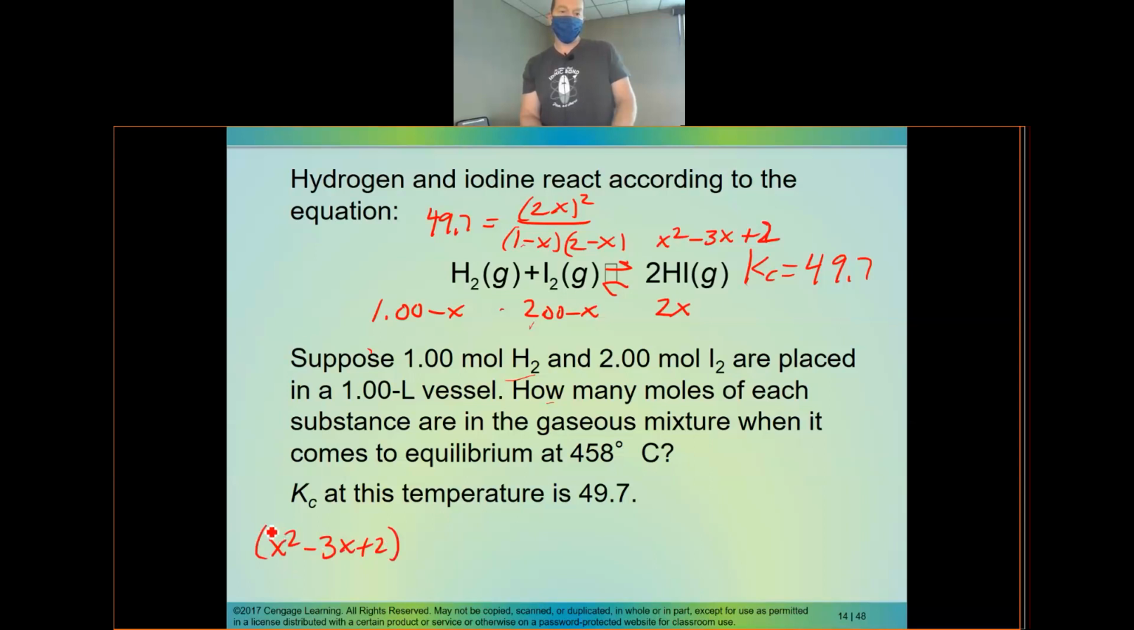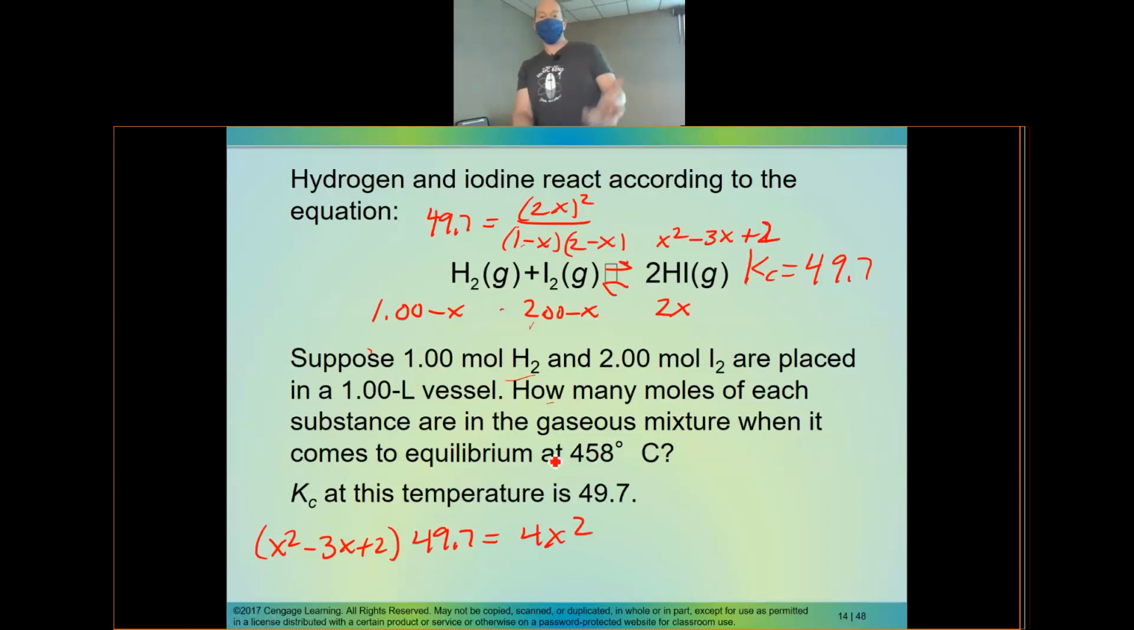And then I had my 49.7, and this is where the difference was, and that was equal to 4x squared when you square the top. This is where we were at yesterday, and then I distributed my 49.7 to my x squared, my minus 3x, and my plus 2, and then I brought my 4x squared over, and then I had my A, B, and C. I pushed the buttons, and when I got back to my office, I got exactly the same answer that they did.